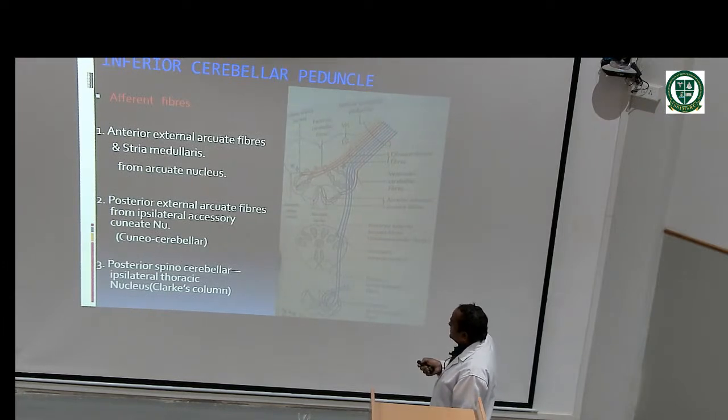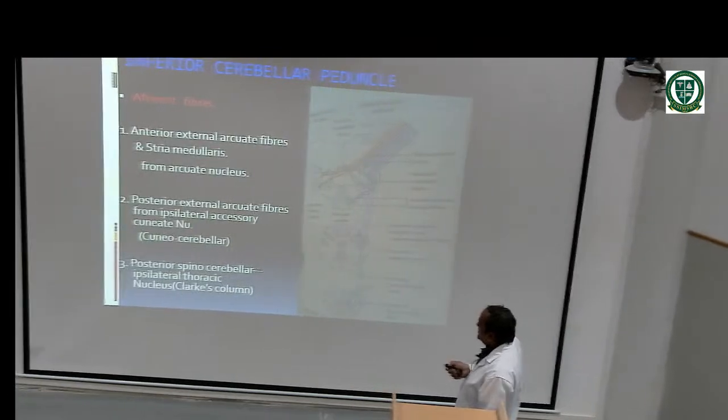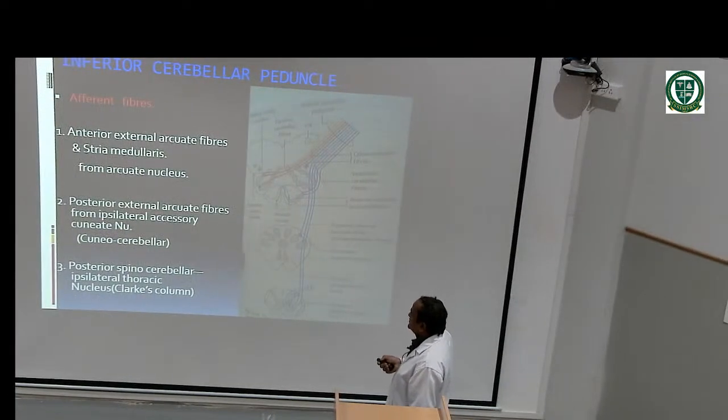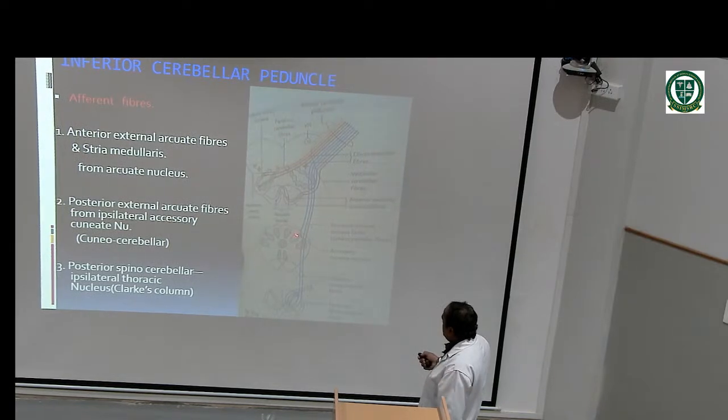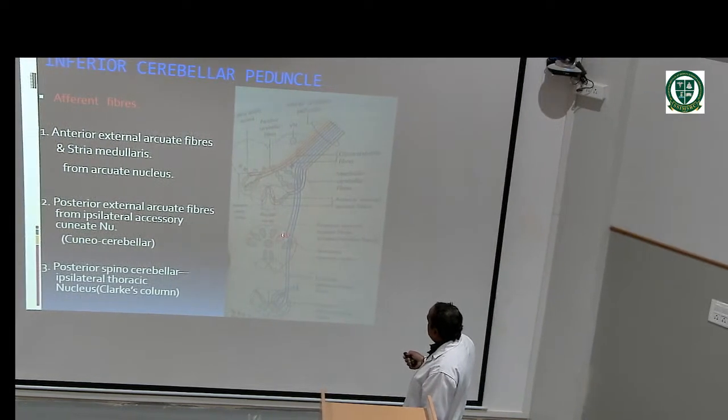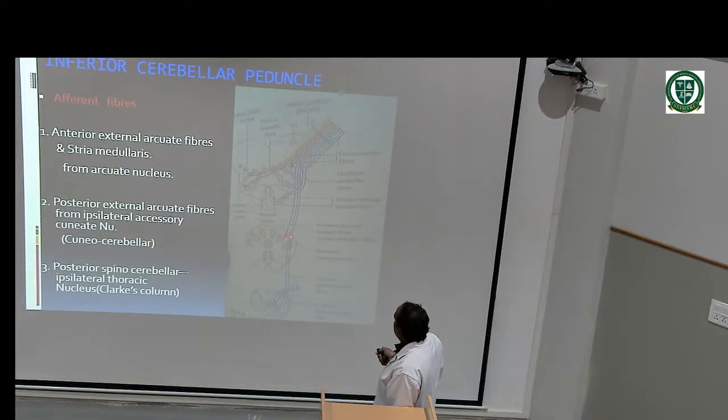Next, posterior external arcuate fibers from the ipsilateral accessory cuneate nucleus. In this part of the CNS, you can see the accessory cuneate nucleus here. The fibers arise from the accessory cuneate nucleus, go to the inferior cerebellar peduncle and enter into the cerebellum. These are also called cuneo-cerebellar fibers.